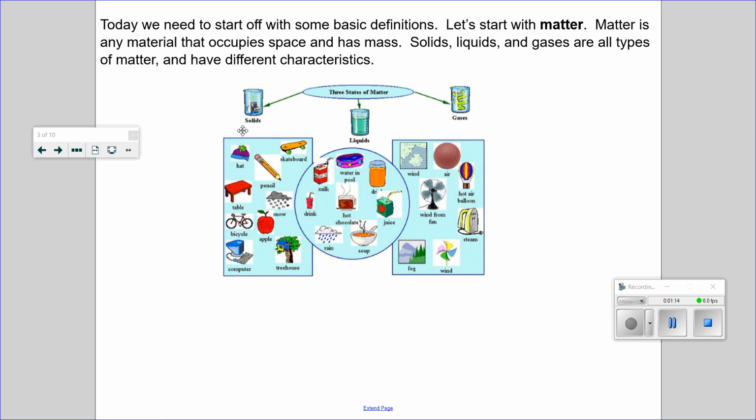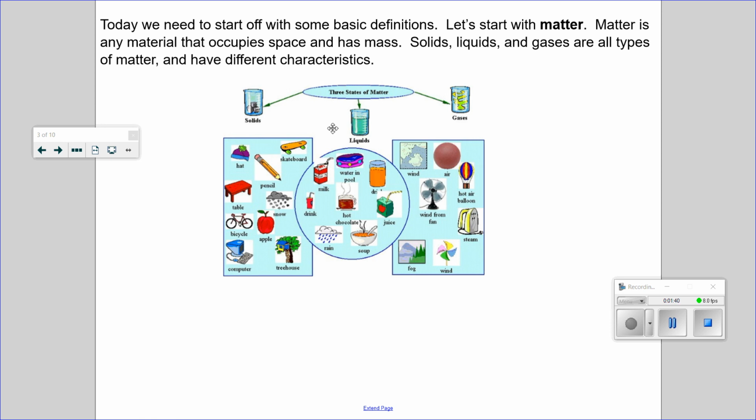We're going to talk about the particles that make up solids, liquids, and gases. We're going to be talking about the properties of these particles. In other words, how close or spread out are they, how fast or how slow do they move. But that's a lesson for a future discussion.